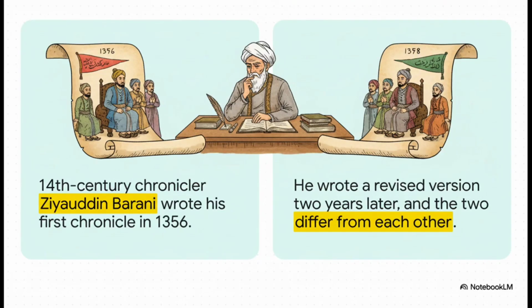Okay, check this out. There was this 14th century chronicler, a guy named Ziauddin Barani. In 1356, he writes his big history. Simple enough. But then, just 2 years later, he writes a new version. And this is the kicker. It was really different from the first one.